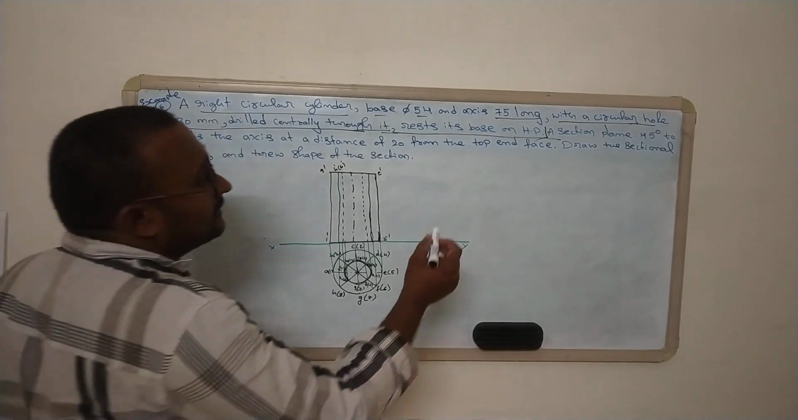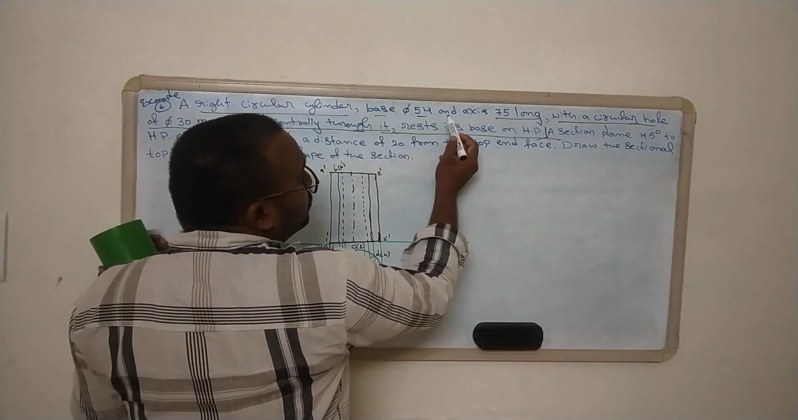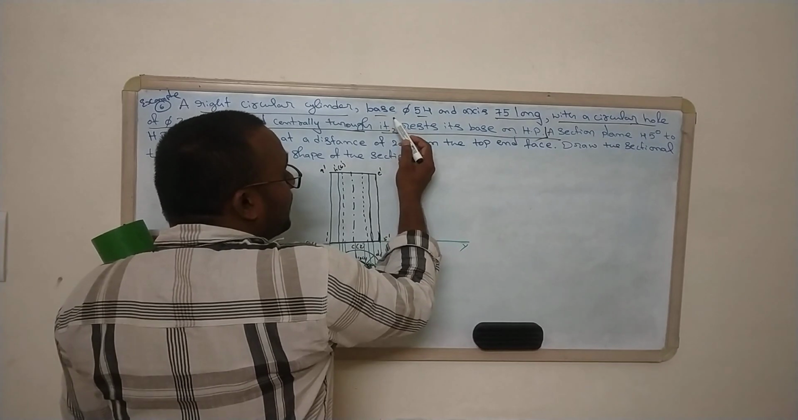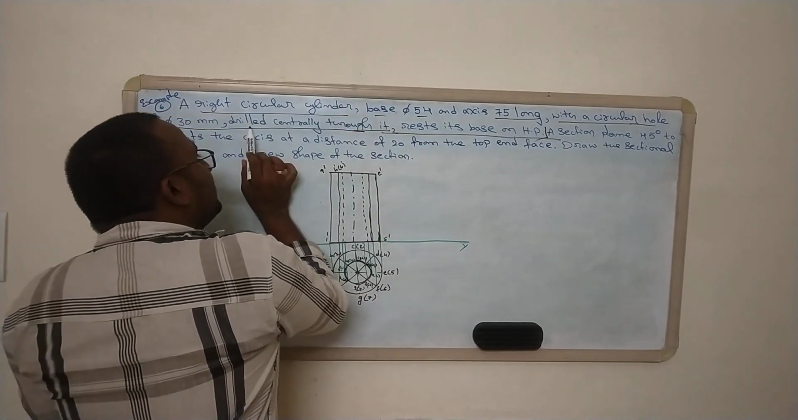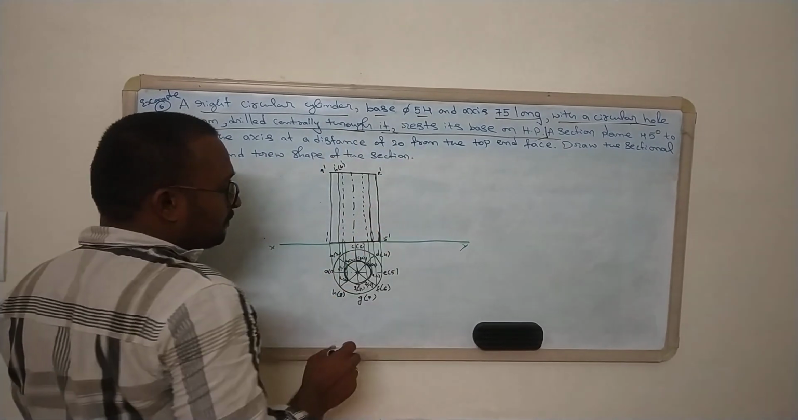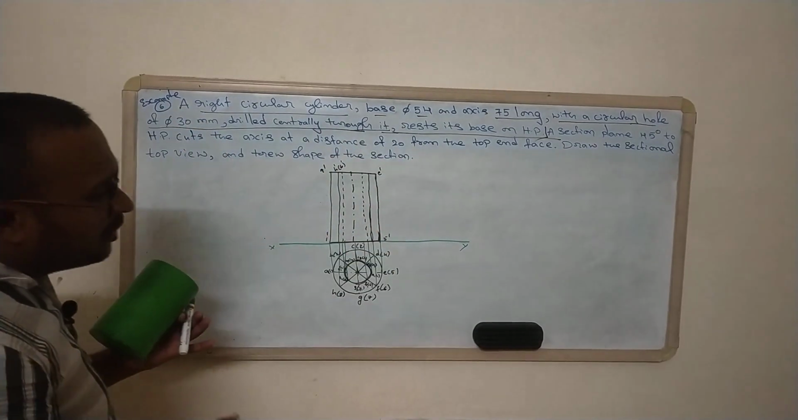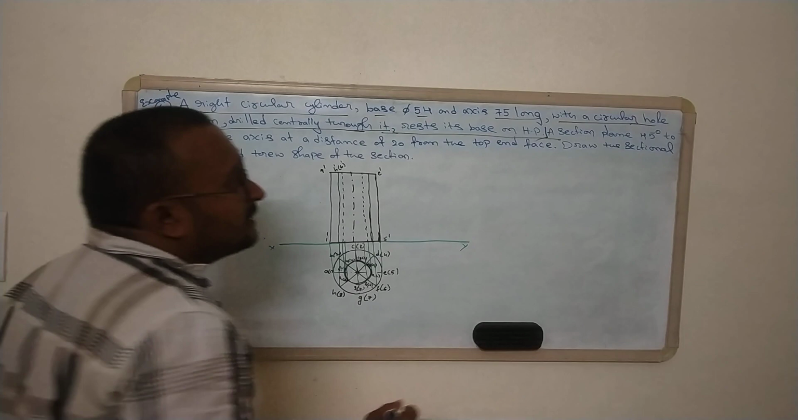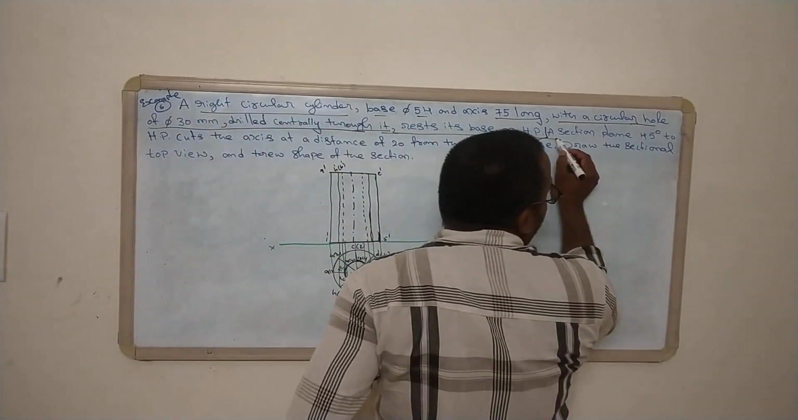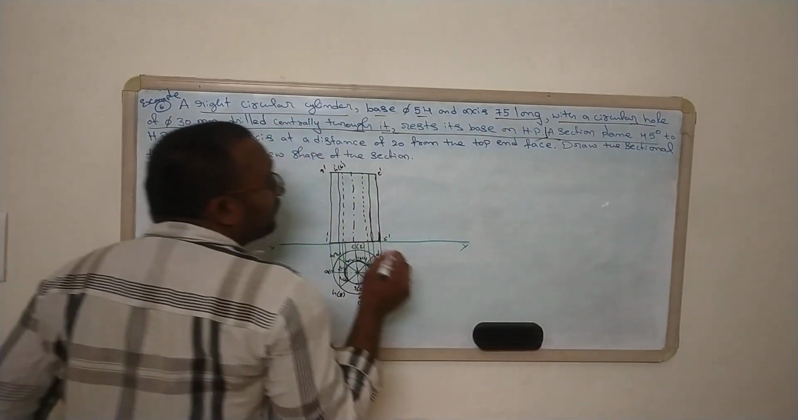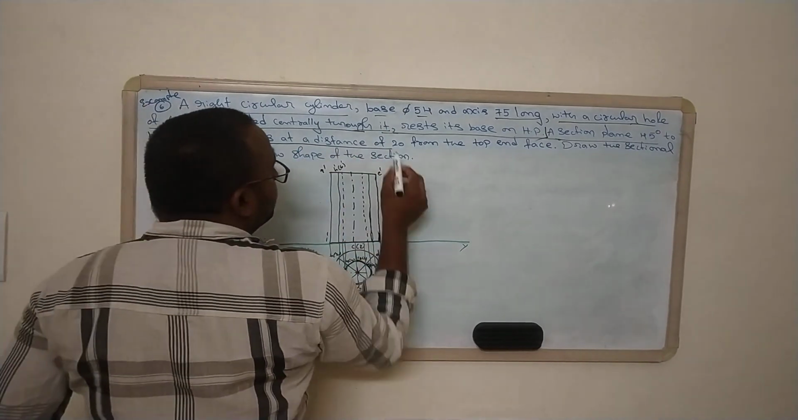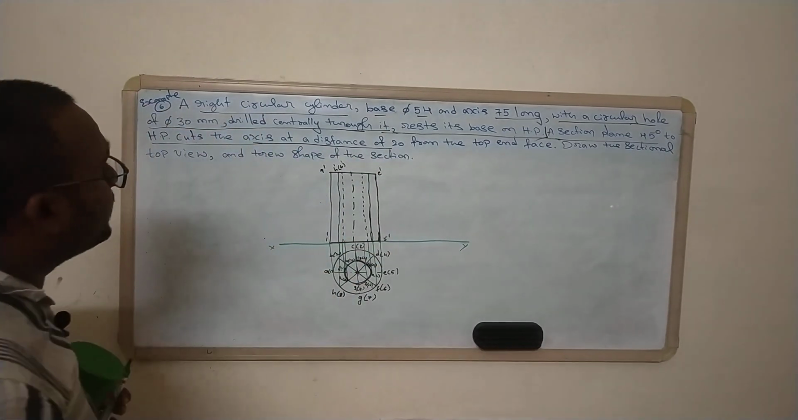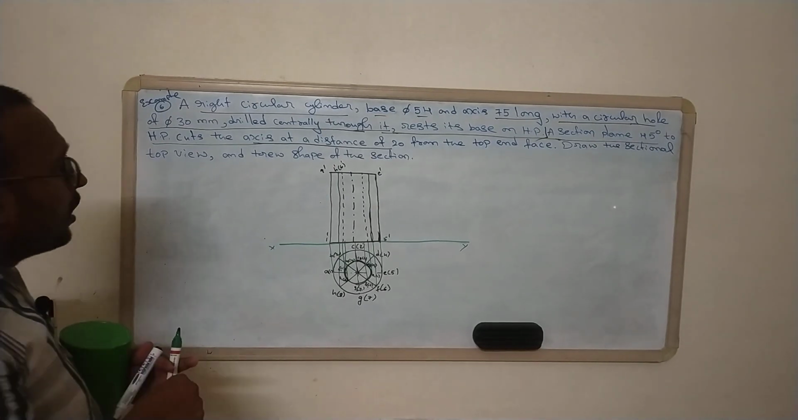So this is the simple position of the solid when the cylinder is drilled centrally through it, and it is resting with its base on HP. Here the second condition is a section plane at 45 degrees to the HP. Here it is at a distance of 20 mm from the top end.